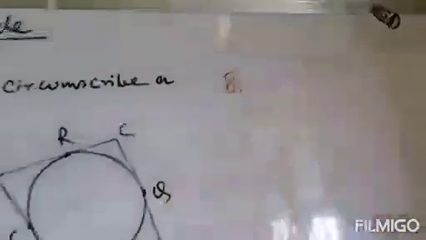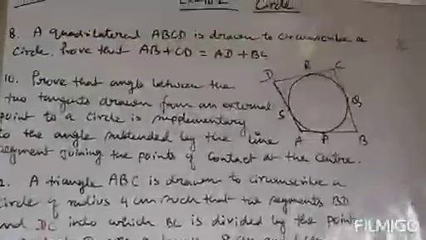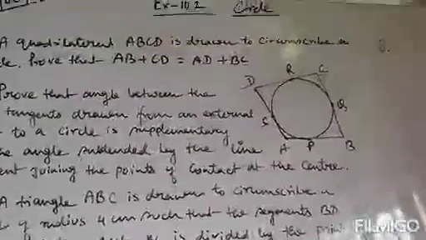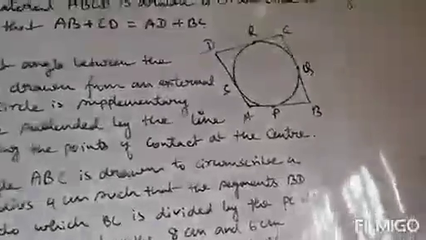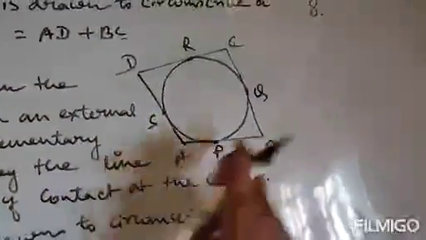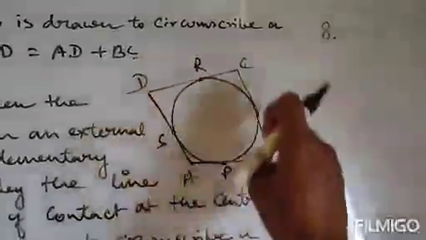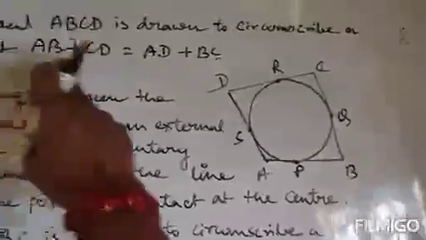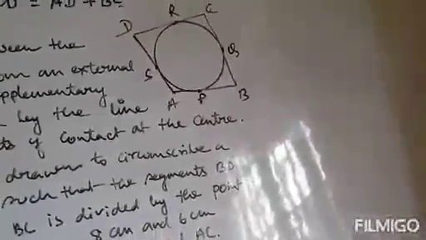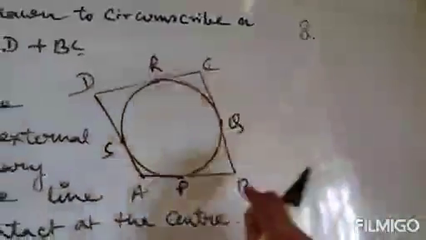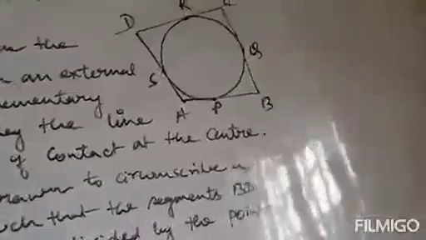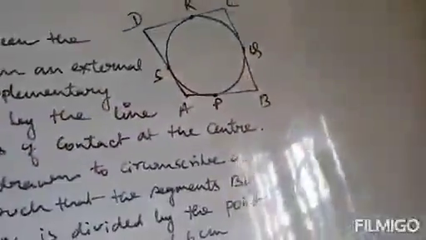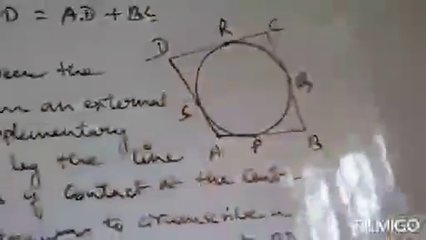Question number 8 says a quadrilateral ABCD is drawn to circumscribe a circle. Prove that AB plus CD equals AD plus BC. That means this is the diagram given. It is a quadrilateral ABCD, and a circle is inscribed in this quadrilateral, and you have to prove this expression. Clear? In your exam you will draw this diagram with pencil and ruler, and then you will start solving this question. As the diagram is already given, I am not going to draw it.